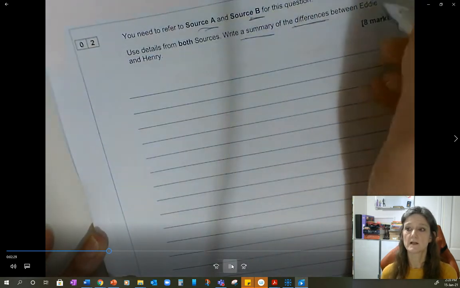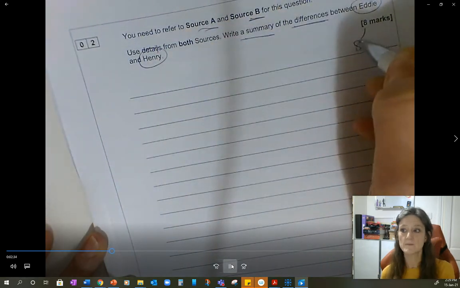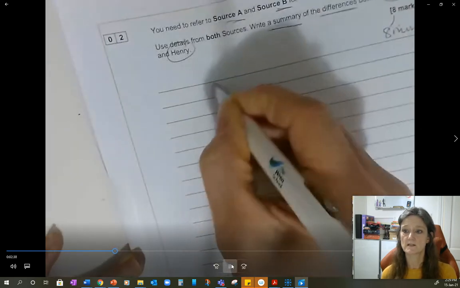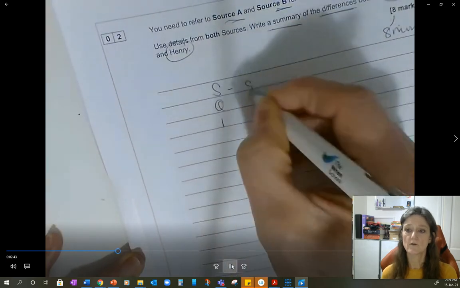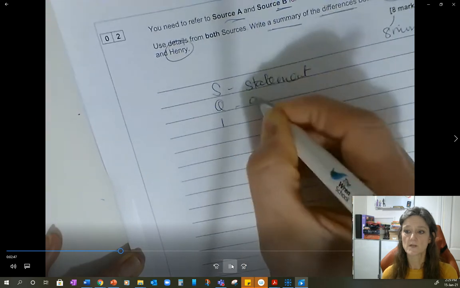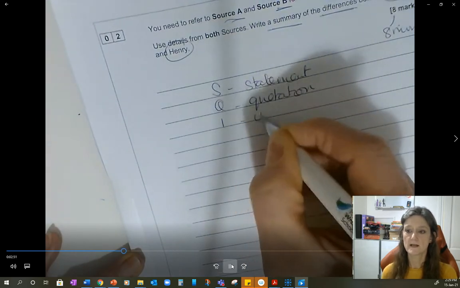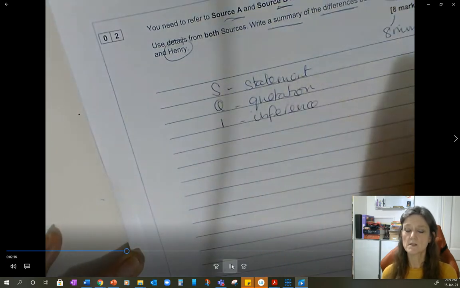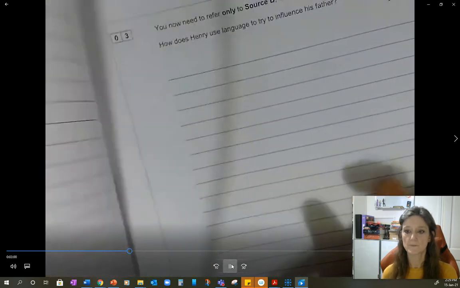So you can see me underlining the keywords. Summary of the differences between Eddie and Henry, so those 2 names. There's 8 marks for this question, so I should spend about 8 minutes when I get to it answering the question. And I'm going to be using the technique of SQI, and SQI stands for statement, quotation, and inference. I'm writing that down now when I'm reading through the paper, so when I come back to answer the question I don't accidentally start using the wrong technique.